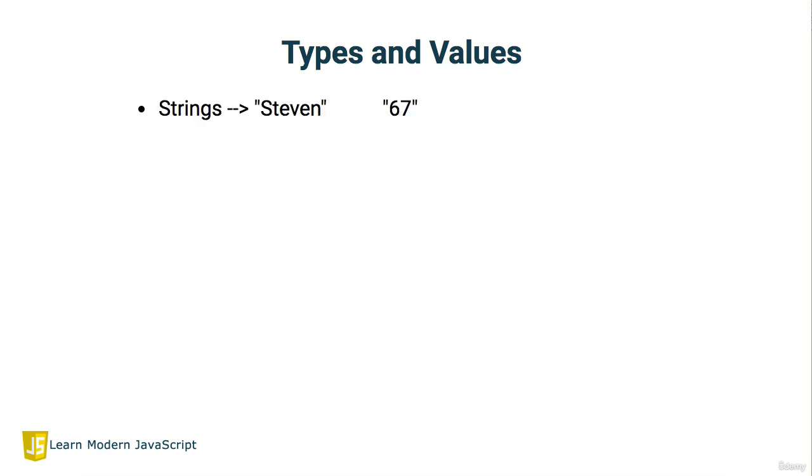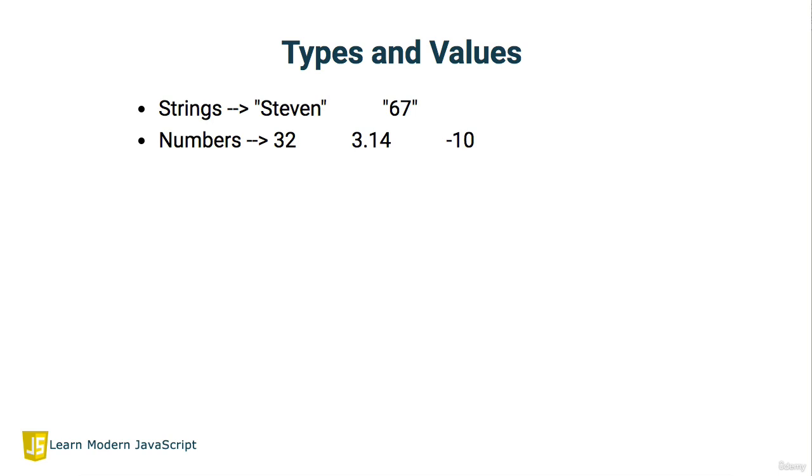First, we have strings. We've seen some examples of strings. A name is a string. We have two examples here on the screen. Notice that 67, even though it's a number, because it is contained within quotes, it becomes a string, not a number. A string can also be a long sentence or a long paragraph. It doesn't simply need to be one word, but it's anything that's contained between those quotes. And it can be single quotes.